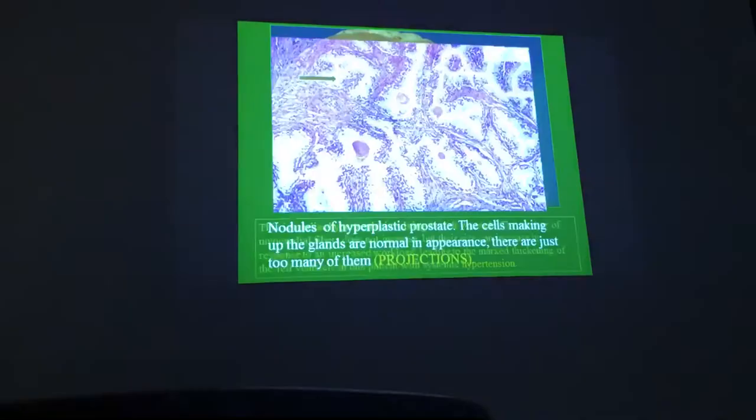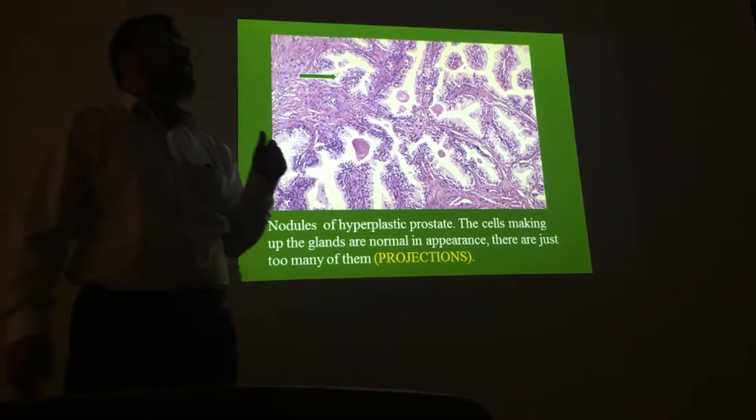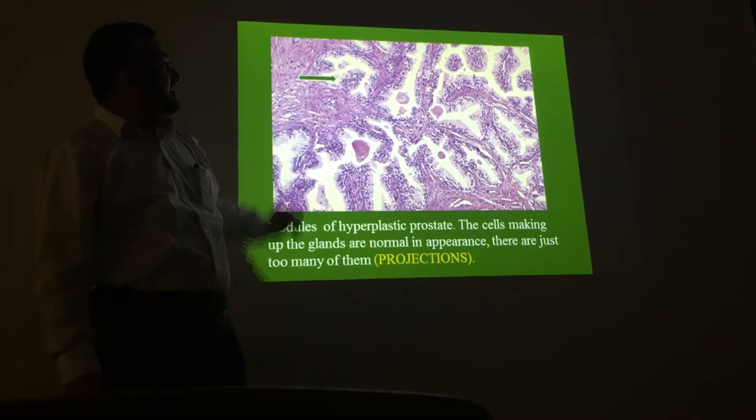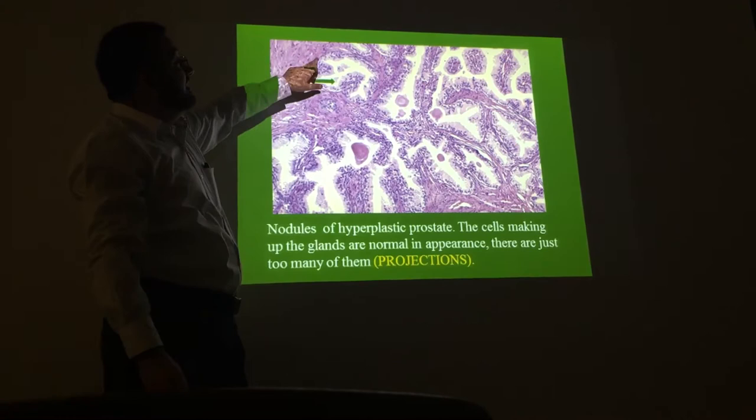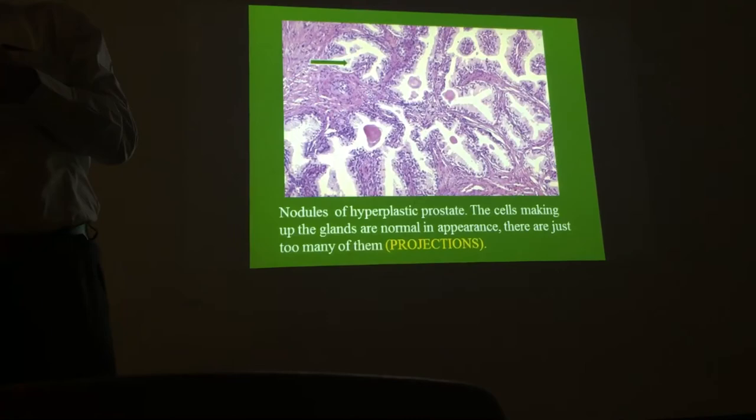Third image. Do not read this. Anybody can identify this? It's hyperplasia. Good. Why are you saying hyperplasia? Because of the projections. If the gland is round, it contains suppose 100 cells. When they are like this, it will definitely be more than that. So when they show projections inside, this means more number of cells, and more number is hyperplasia. And this is in the prostate.